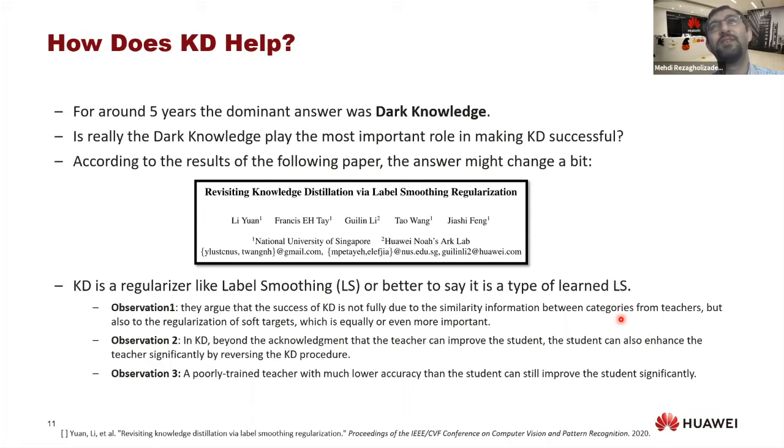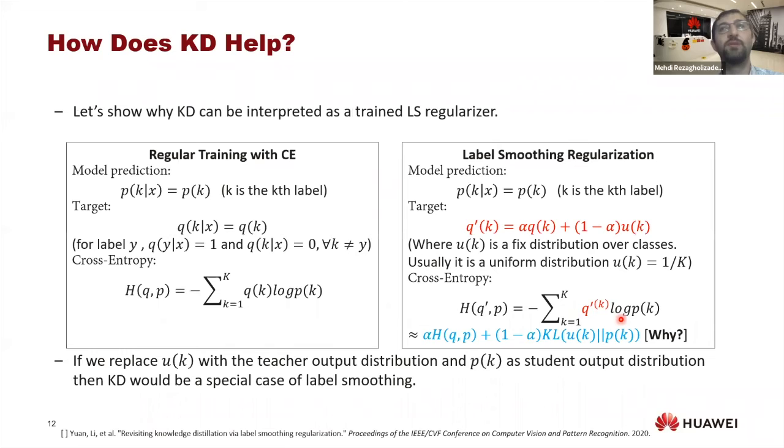The other thing is, the common belief is that you should have a very well-trained teacher to be able to have a good distillation process, or to improve the performance of the student the most. But they showed that even a poorly trained teacher can lead to some improvement in training the student as well. So these two observations led to the question of whether this dark knowledge is the only reason that KD works, or whether there are other underlying factors.